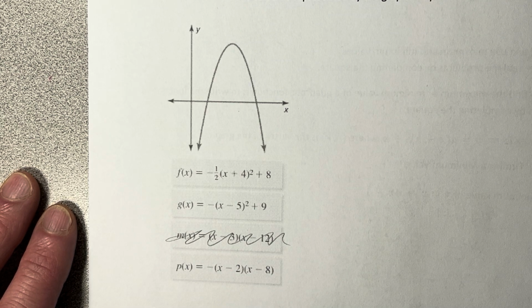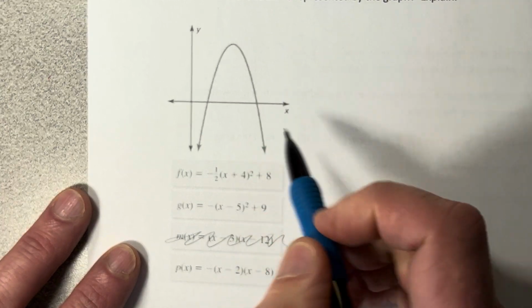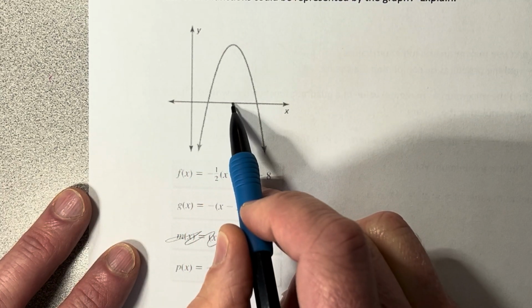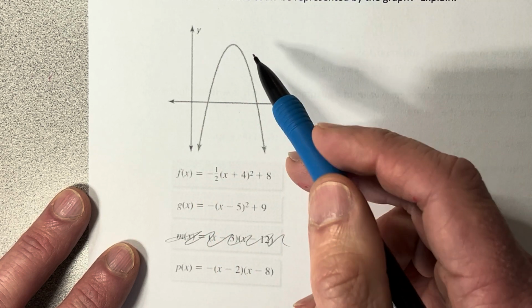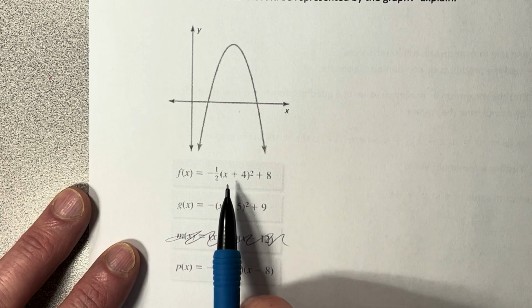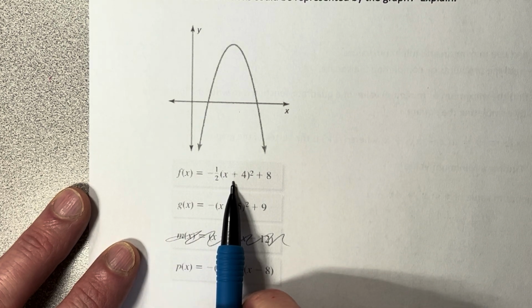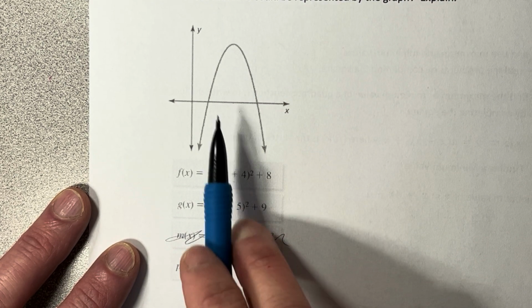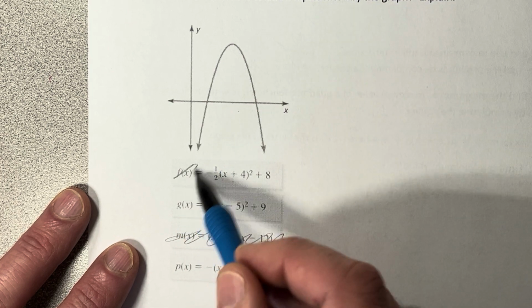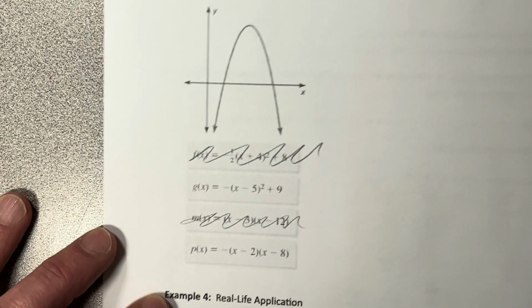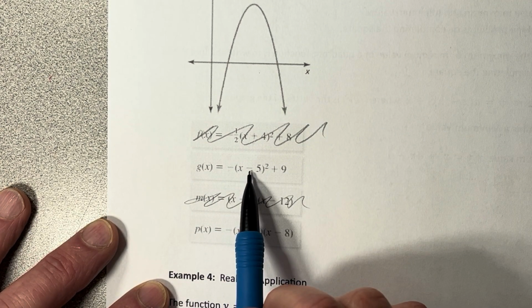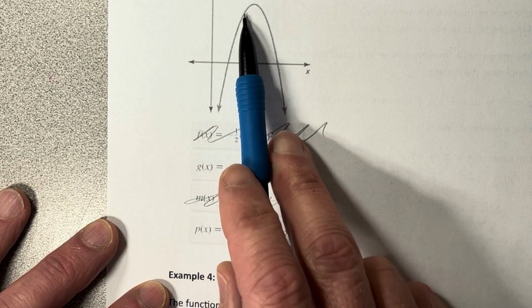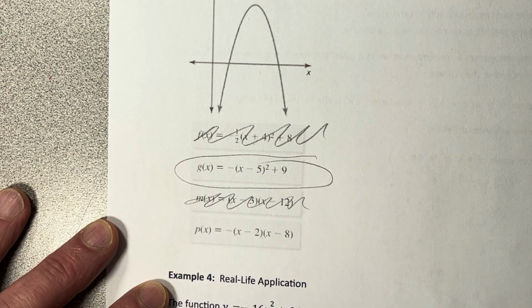I can see that its vertex is at a positive amount, and then it's positive going up. Okay, so here's the thing. This one's vertex is at -4, 8. This is clearly at the negative side, so I'm going to get rid of that one. Okay, this one opens down, has a vertex of 5, 9. I think this totally could be a possibility.